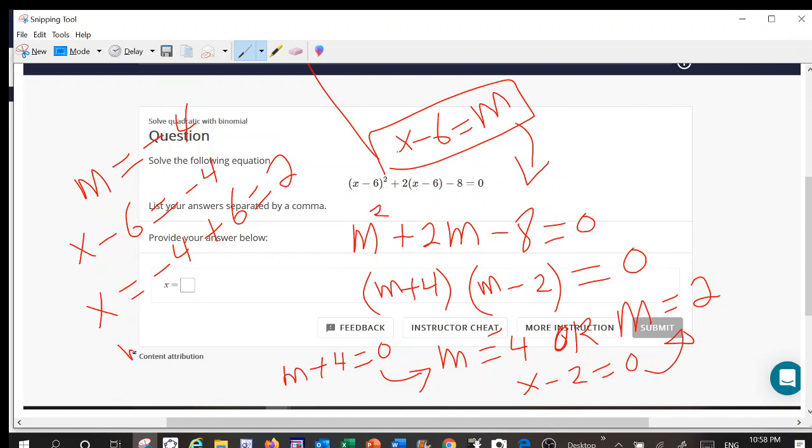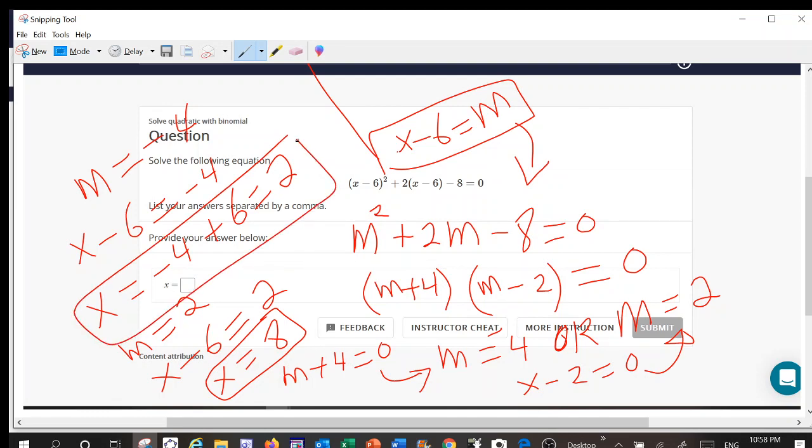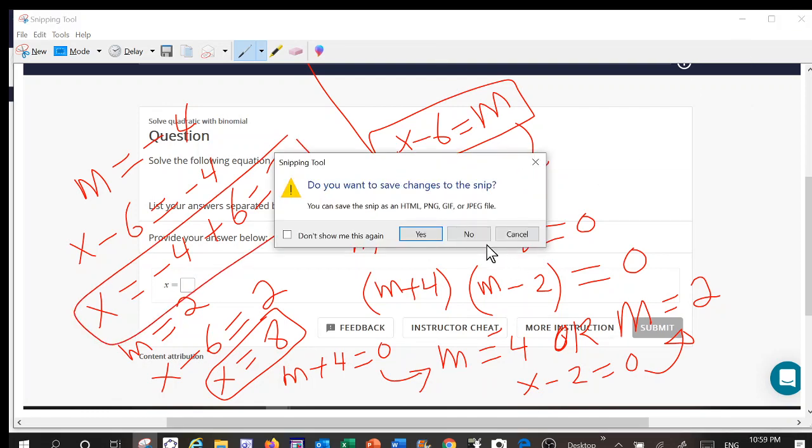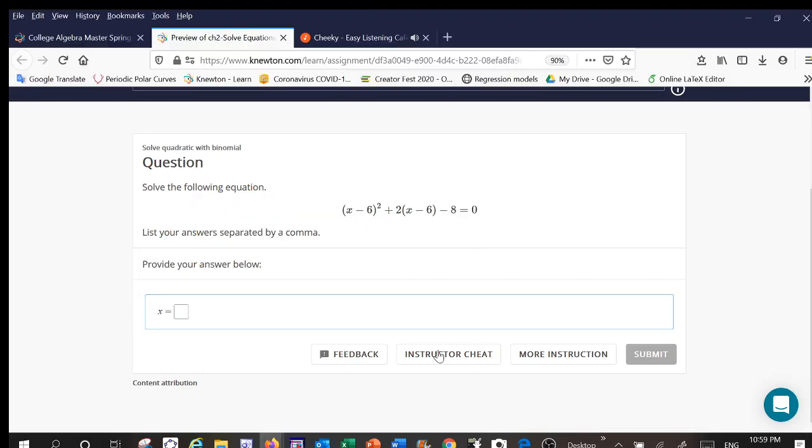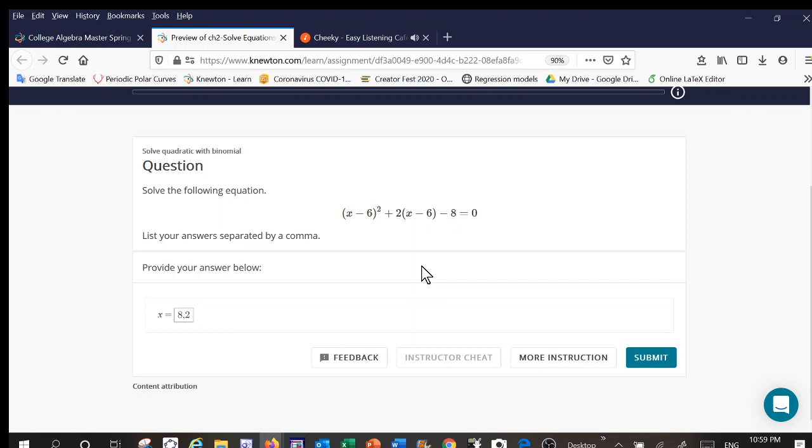And then if m is positive 2, what is x? Well, x minus 6 equals 2, so x is going to be 8. You just add 6 to both sides. Make sense? All right, so the two solutions are 2 and 8. Even though we couldn't do the problem directly, we can use this substitution. So 8 and 2, those are the two solutions.